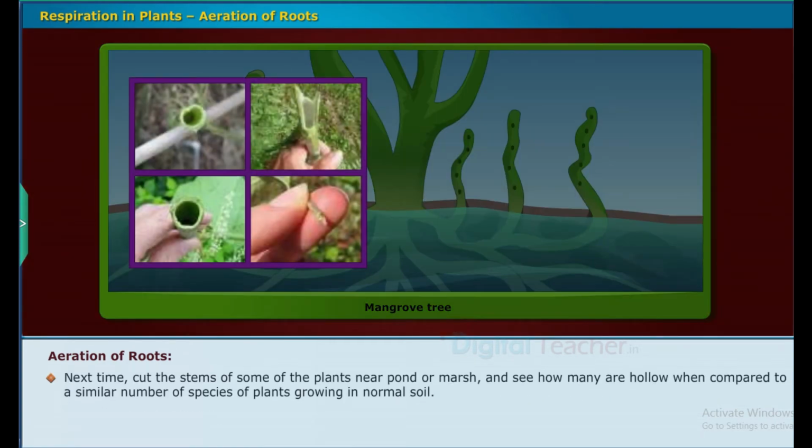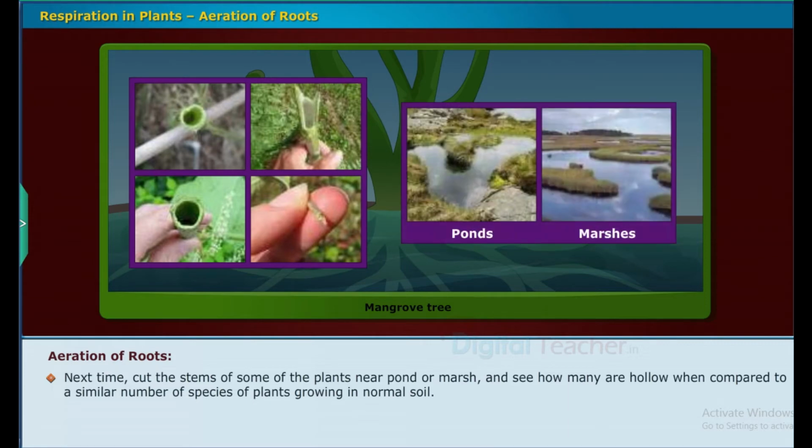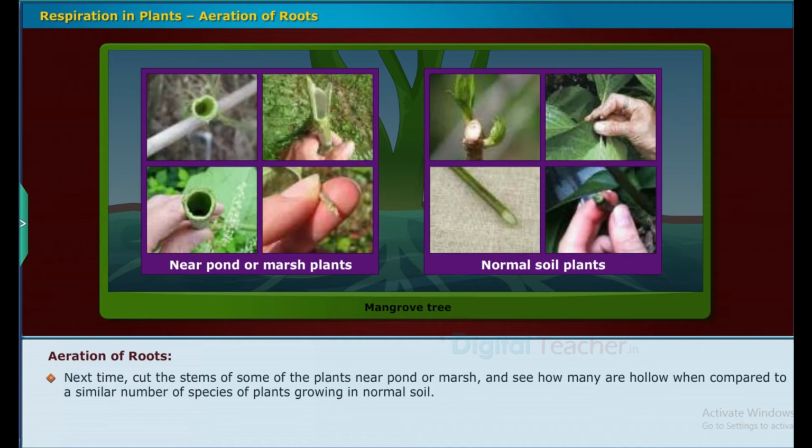Next time, cut the stems of some of the plants near a pond or marsh and see how many are hollow when compared to a similar number of species of plants growing in normal soil.